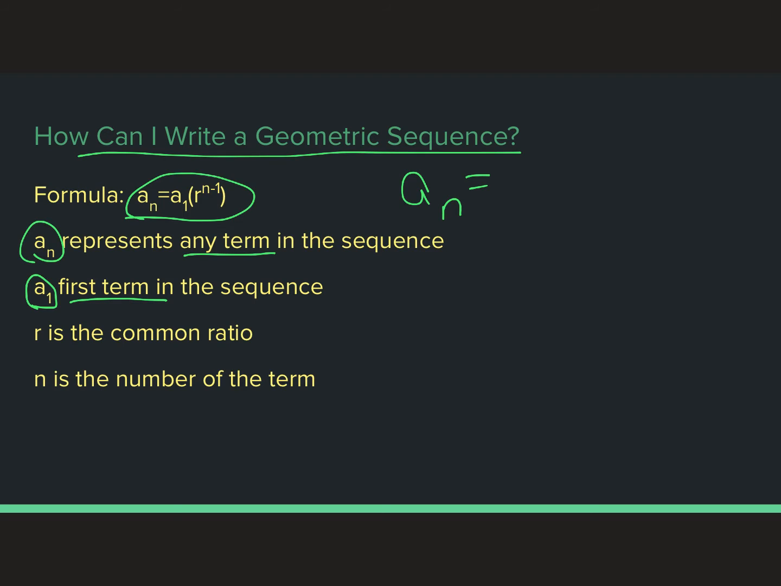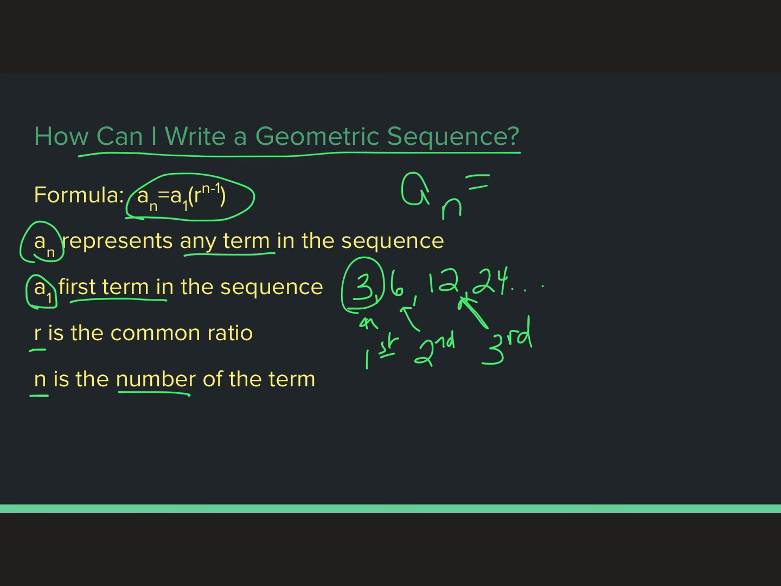If I have the sequence 3, 6, 12, 24, ... the first term is the 3. So that would be our a sub 1. r is the common ratio. That's pretty easy. Now this one's a little bit different. n is the number of the term. So this is the first term, then 6 would be the second term. For each of them, they have a different n. This would be our third term.